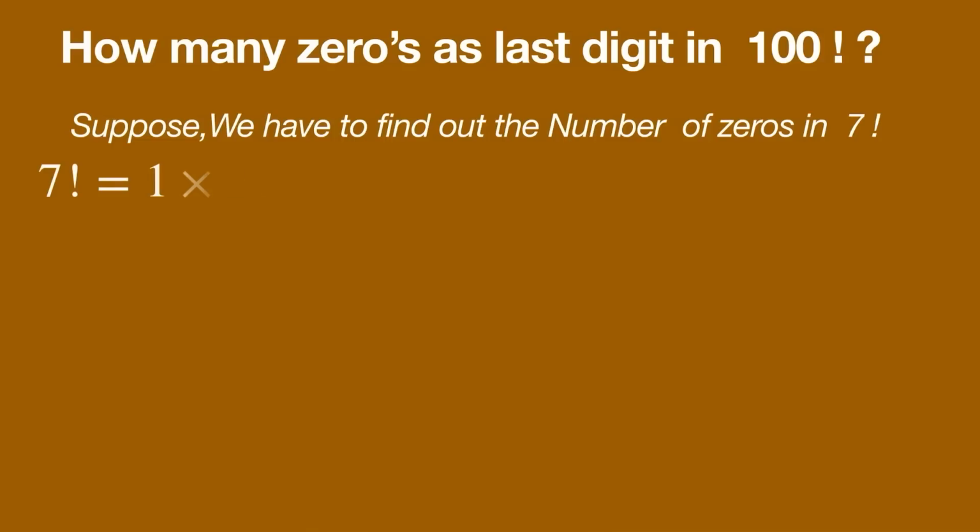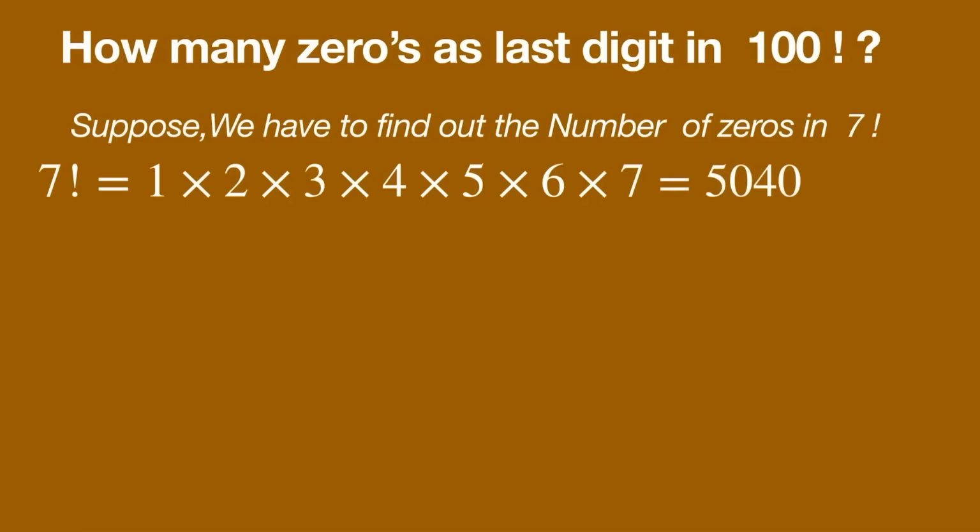We know factorial 7 is equal to 1 into 2 into 3 into 4 into 5 into 6 into 7. So here we see there are 7 numbers from 1 to 7 and all are multiplied, and we have to find out the number of zeros. Actually, for having zeros it requires 5 into 2, and we see that factorial 7, that is 1 2 3 4 5 6 7 multiplied, equals 5040.